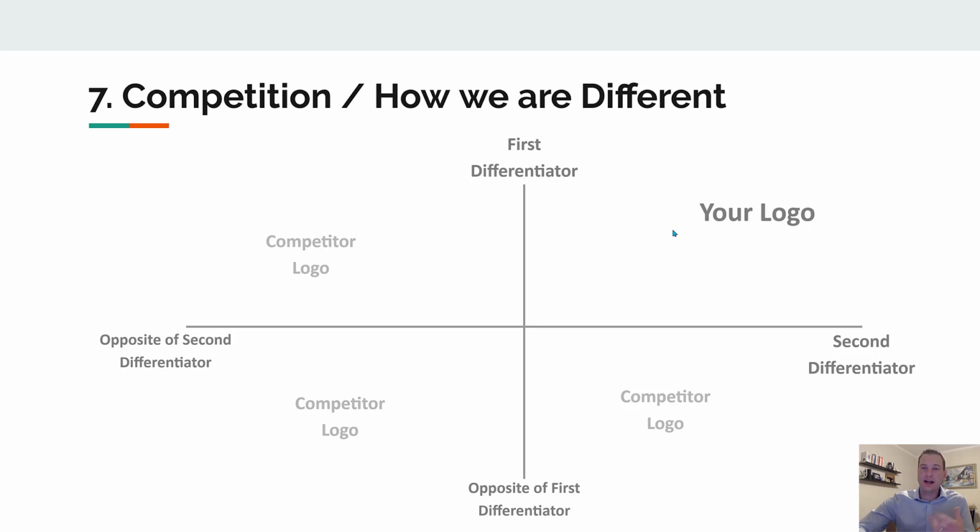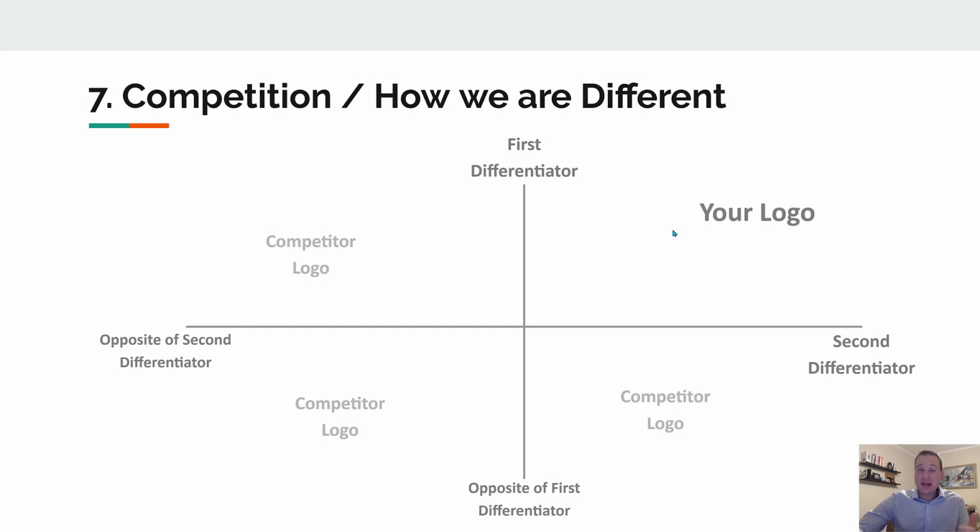Slide 7, we're going to get into competition, or how you're different. I love this little graph. Typically, to make this super simple, you pick two metrics that you're better at than your competitors. So it could be price and usability. And then you chart those on these two axes and you throw all your competitors up there. And then based on where your competitors fall, it shows that you're better.